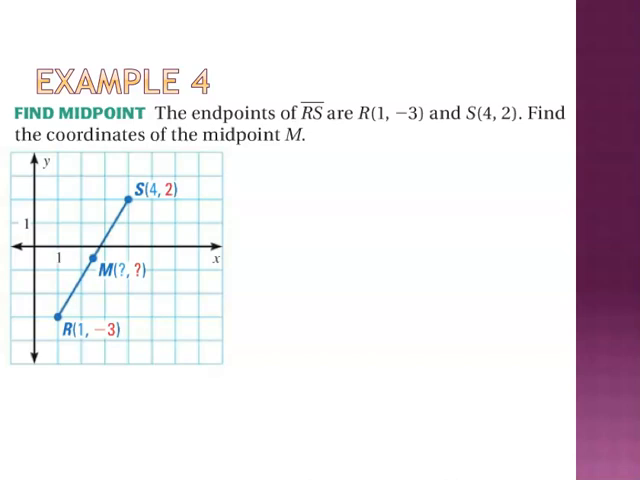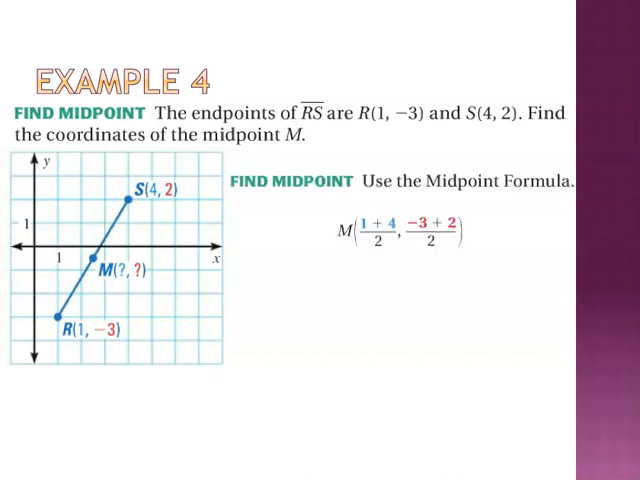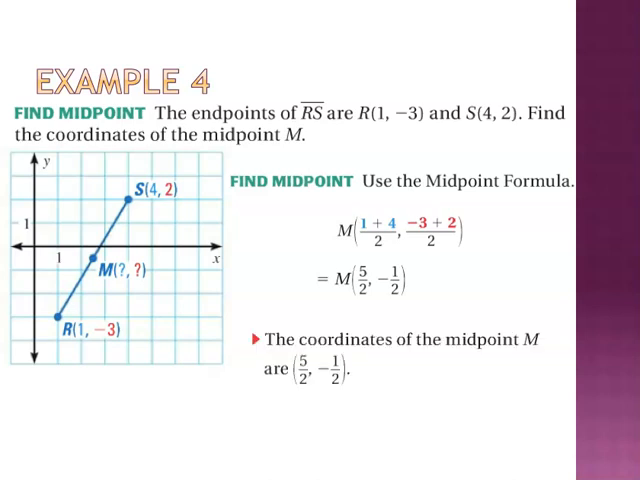So (x1 + x2)/2, so that's (1 + 4)/2. That gives us the x-coordinate of the midpoint. And then (-3 + 2)/2, and that gives us the y-coordinate of the midpoint. Simplifying that, we get 5/2 and -1/2. So the coordinates of the midpoint are (5/2, -1/2). If you want to write that as a decimal, that's fine. You can write 2.5, -0.5, that's fine.